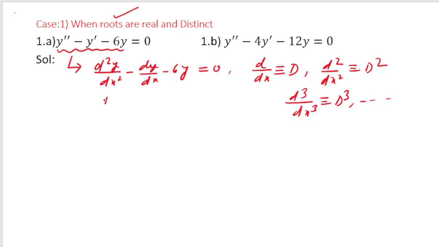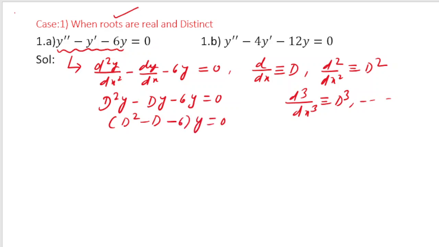So what will it become? It will become D square y minus Dy minus 6y is equal to 0, which in turn can also be written as (D square minus D minus 6)y is equal to 0. So either the problem may be given in this form, or the problem may be written in this form, or the problem may be written in this form. In all the cases we should be clear what it is representing. So now what is the process?